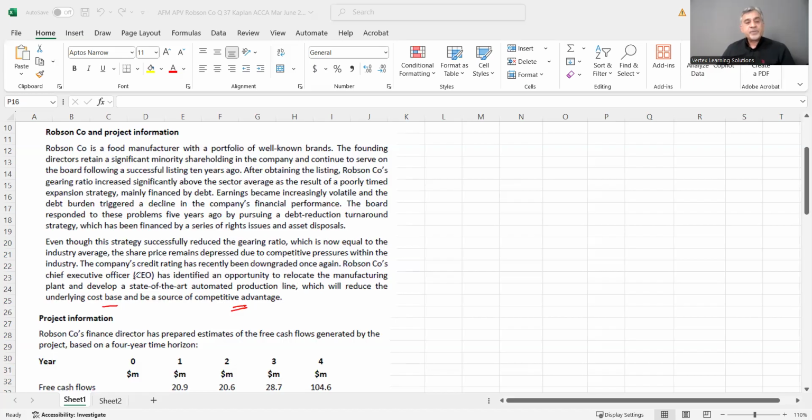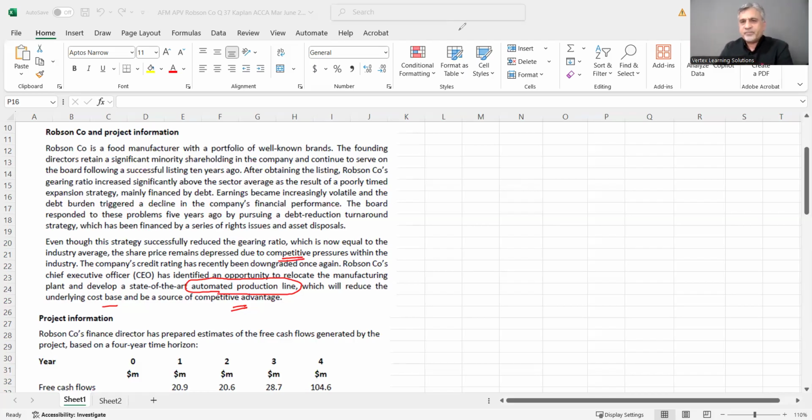So they have some pressure from the competitors in the industry, competitive pressures within the industry, and what they're trying to do is relocate their production facility to some other place and have this automated production line. Now, a question comes in: you can have an automated production line in your existing location as well. I mean, automated production line does not depend on that; you cannot say automation can only be there.